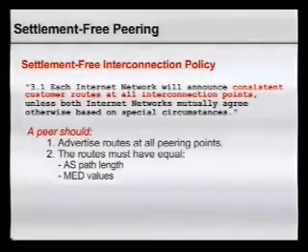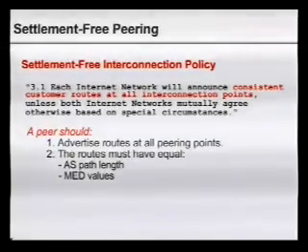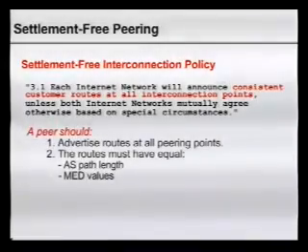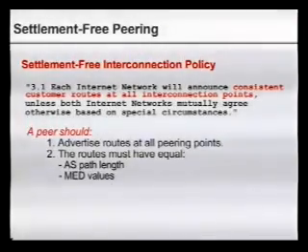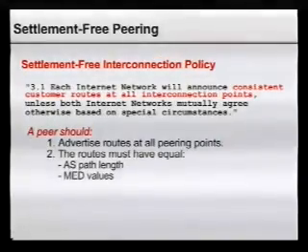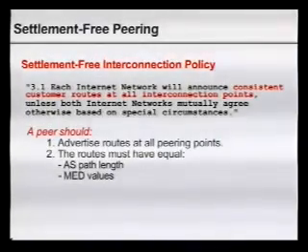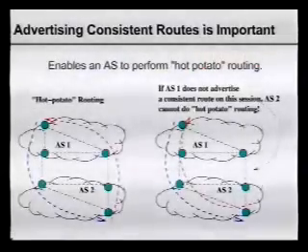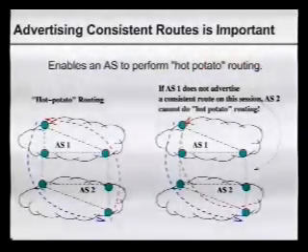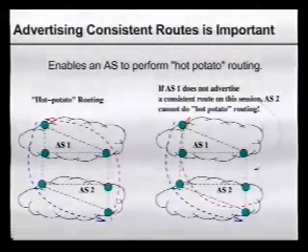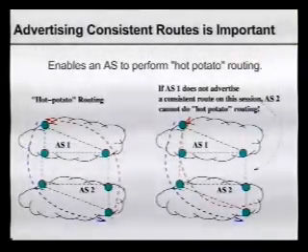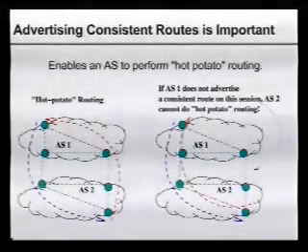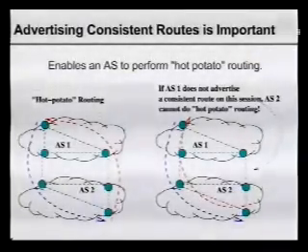So what that means in simpler terms is that if you're peering with some AS, you should expect them to advertise BGP routes at all peering points, and the routes that they advertise to you should have equal AS path length and equal MED values. Okay, so why is this important? Well, you know why it's important. If an AS does this, then it allows you to do hot potato routing. You can shuttle your traffic off on the closest peering points, or actually wherever peering point you choose.